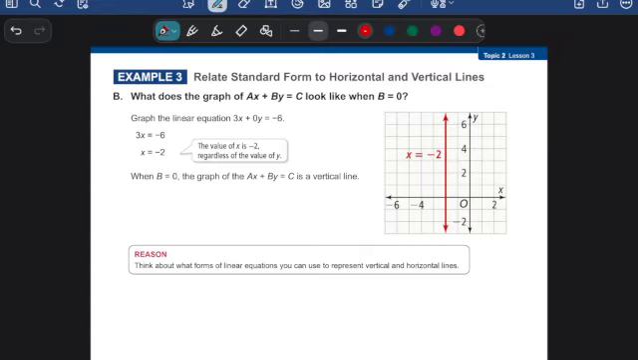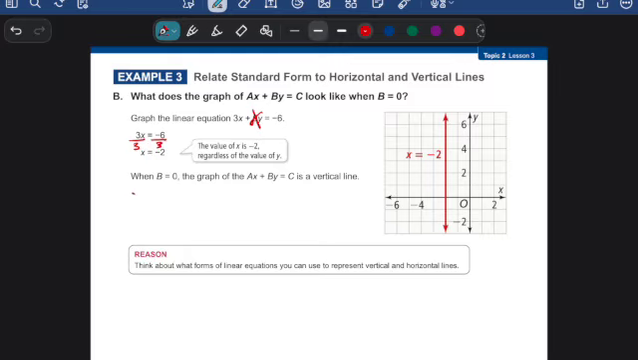What about if the coefficient for y equals 0? What if capital B equals 0? So again, plug in 0 for b. The y term goes away. Now I have 3x equals negative 6. Divide both sides by the coefficient. I have x equals negative 2.